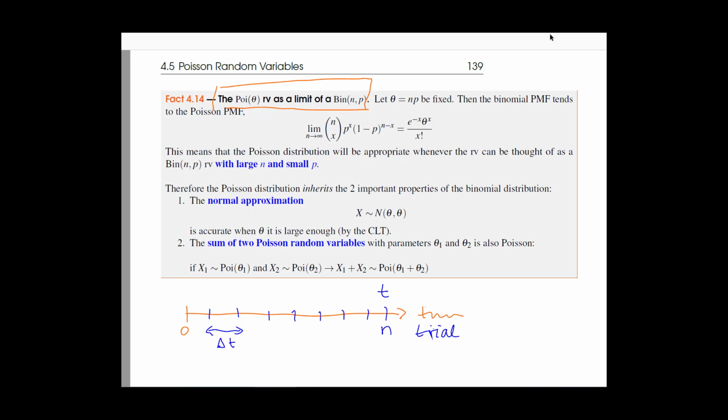Very good. So that really is the key of the Poisson distribution. All right. So let me try to explain this equation right here. So we have this discretization with delta t, right? So you could say that t is going to be just n times delta t, right?